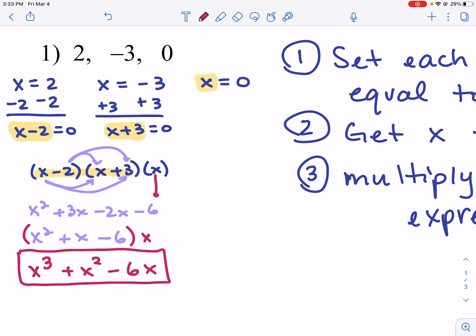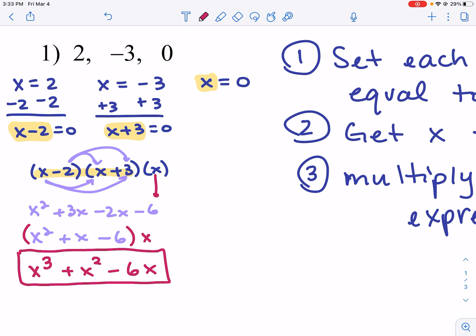And you could check this. You could graph the polynomial that we just got and make sure that it intersects at the x-axis at those 3 places. So again, set the x values, the intercepts, the zeros, equal to x, get that equation to equal 0, and then multiply however many, 3 or 4, together to get your polynomial. So this was level 1.